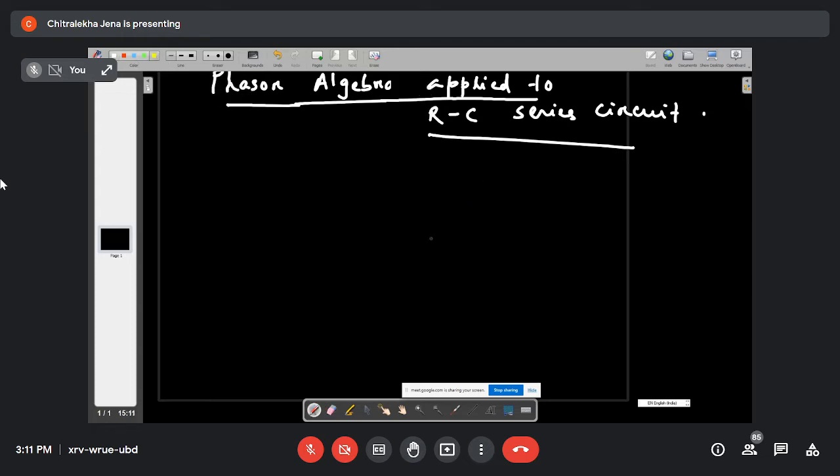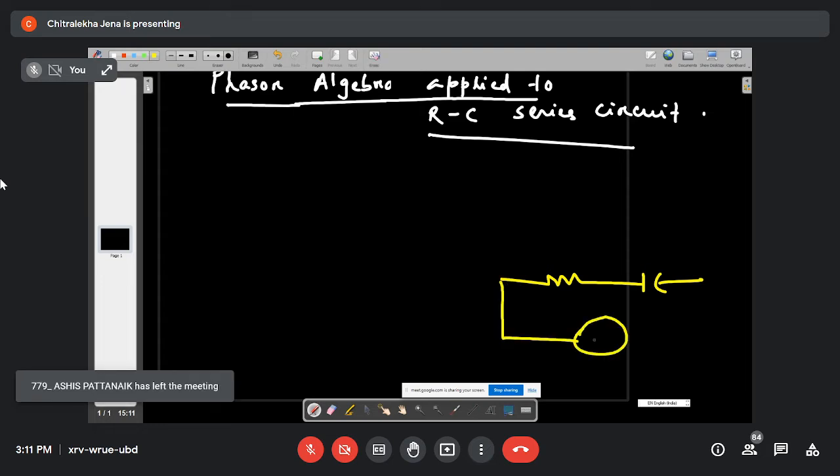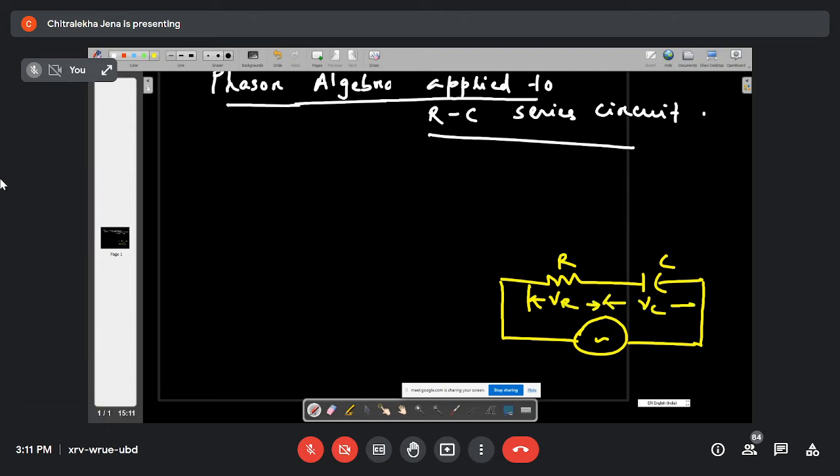Okay. Now come to applying phasor algebra to RC circuit. So this is a resistor connected in series with a capacitor. This one is your R, this is C, this is VR, this one is your VC, and this RMS value we are representing as capital V. All the voltages I have denoted as capital letters. That means they are all RMS values.